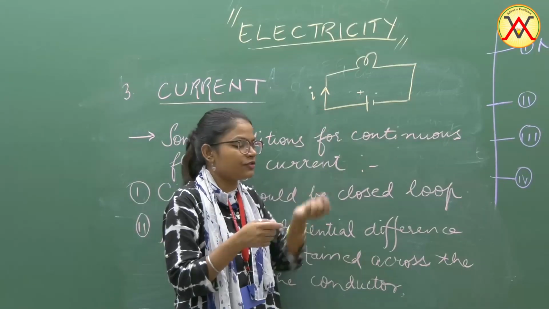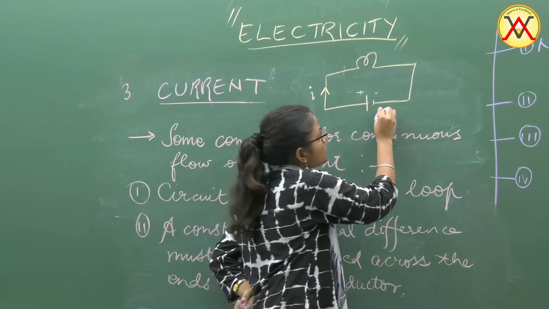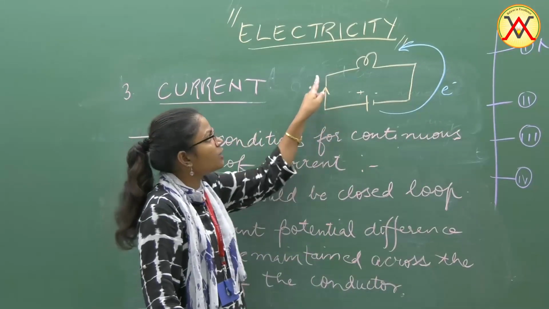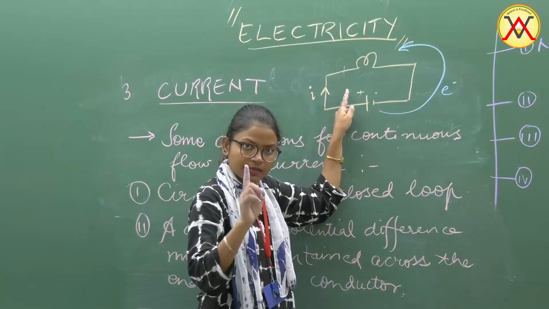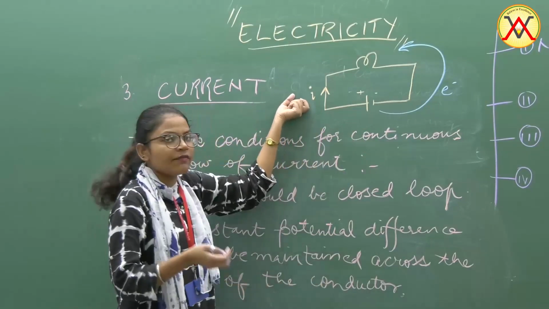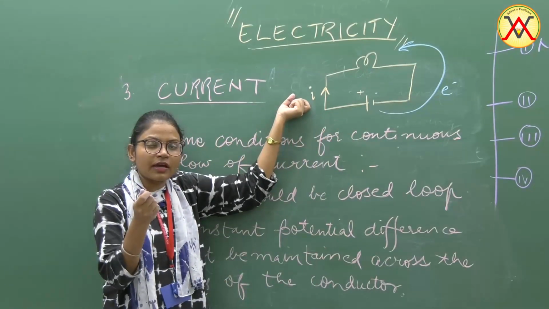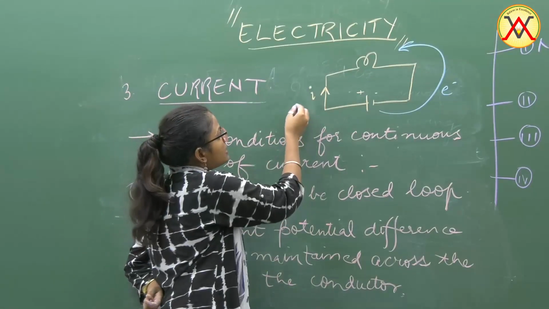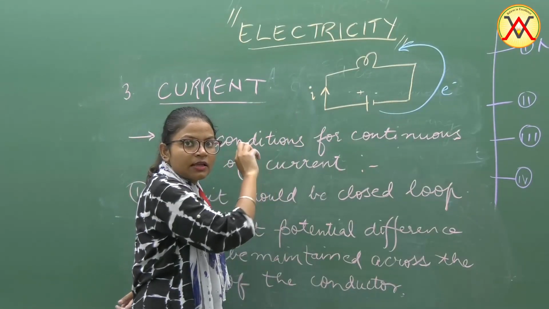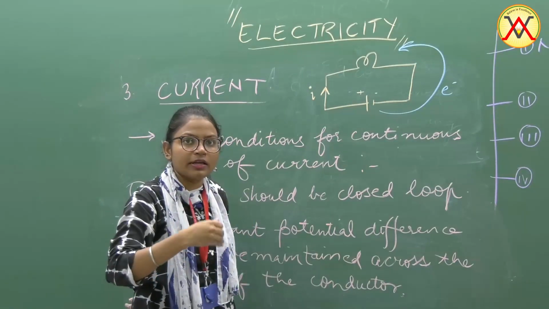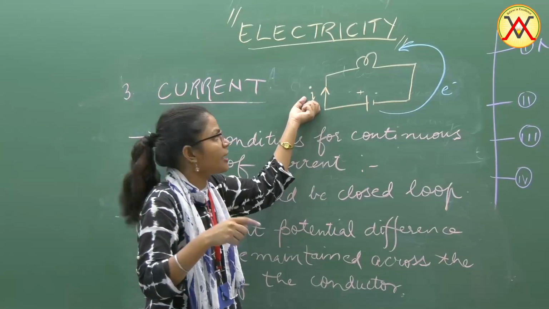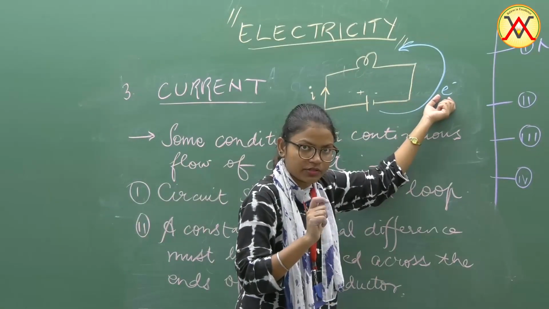Electrons being the negative charge, electrons would be flowing like this and our current would be flowing like this. So whenever we speak of direction of current, conventionally direction of current was direction of positive charges, but according to the modern theory in physics, direction of current is the opposite direction of the flow of electrons.